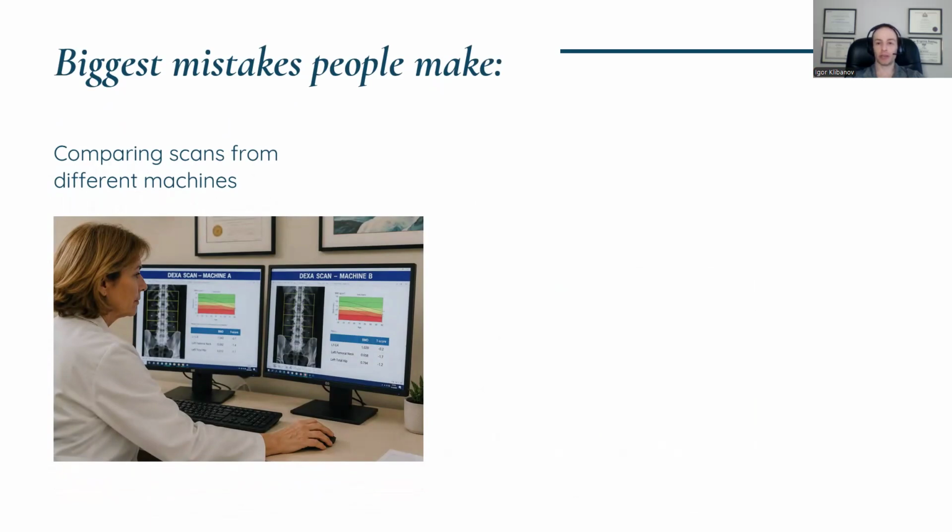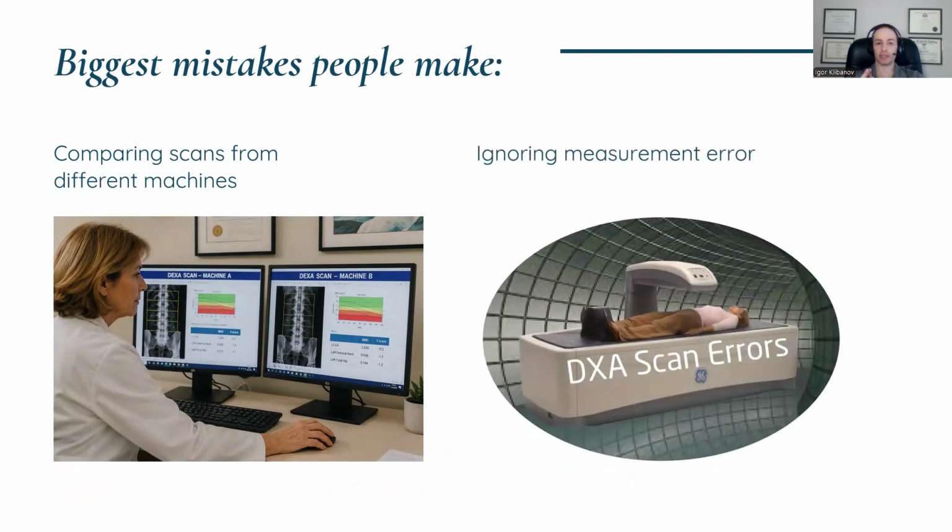But don't neglect measurement error, which is our second mistake. Measurement error is real. If you're slightly better or slightly worse, that may not necessarily be a true reflection of improvement or decline. It may just be measurement error.